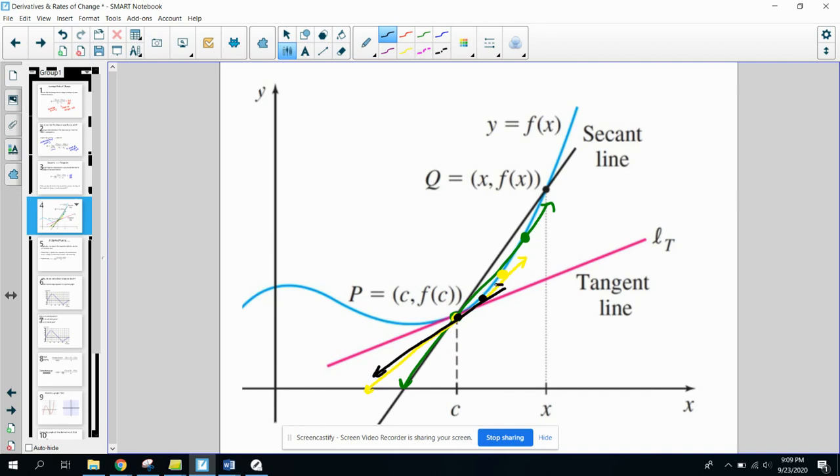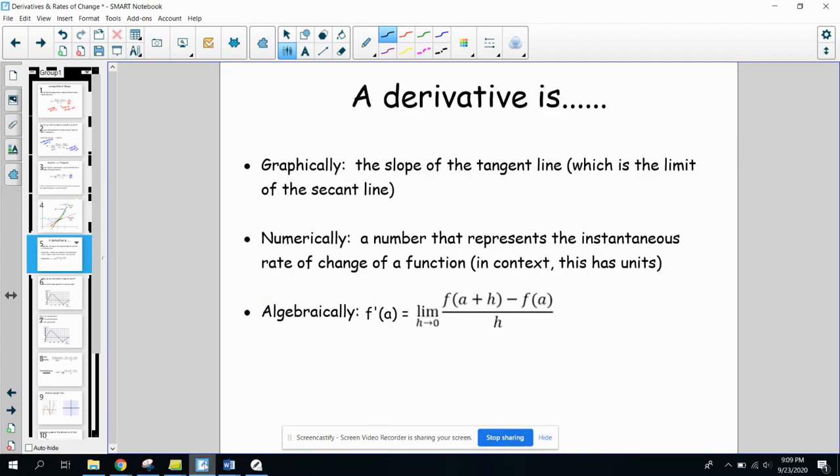Right? It's getting even closer. So if it gets even closer and it's super, super close together, those two dots are going to end up equaling the same slope as that tangent line. So this is all helping us figure out what a derivative is.